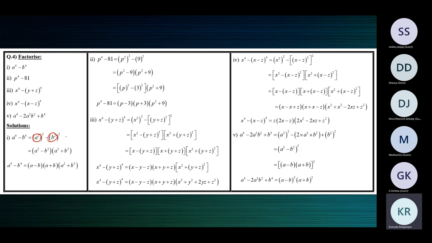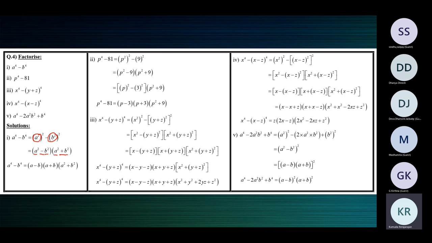What is x minus y? What is x? A square, ma'am. Minus. What is y? B square, ma'am. Then in the other bracket? A square plus B square. Plus, yeah, x plus y, A square plus B square.